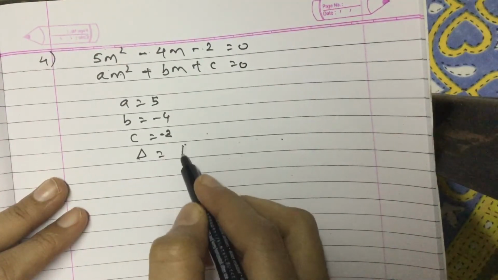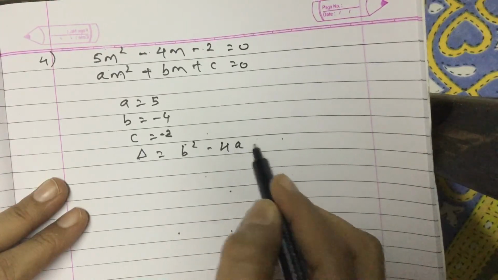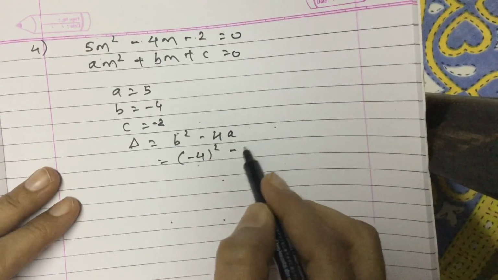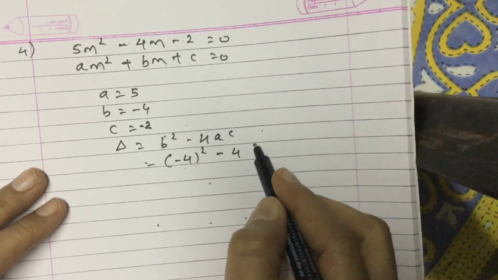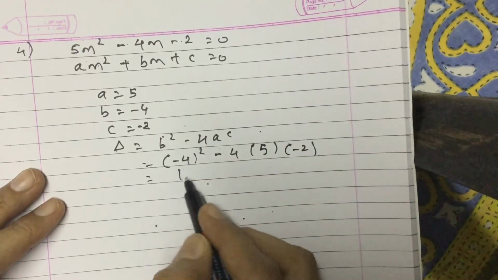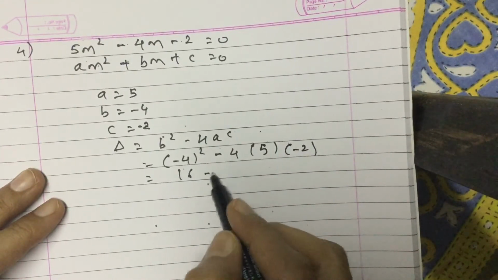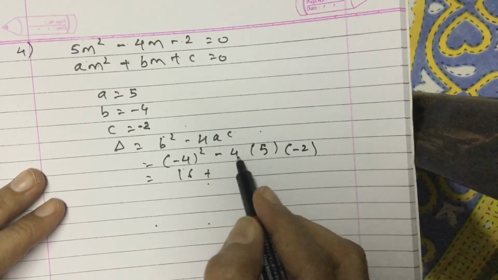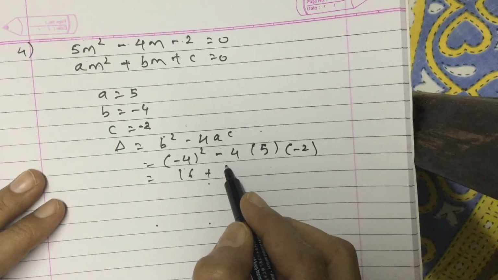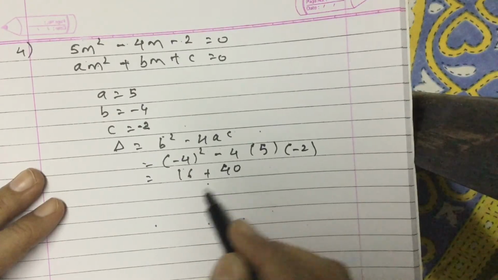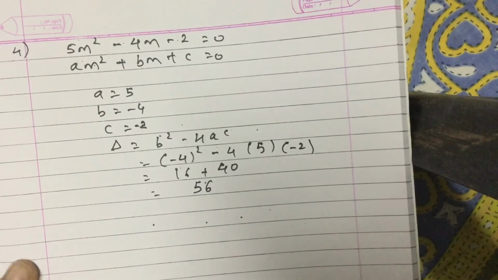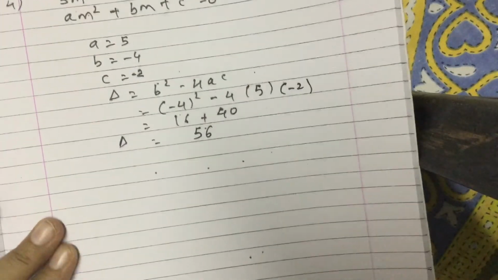Now we find the value of delta, which is b square minus 4ac. That is minus 4 square minus 4ac. The a value is 5 and the c value is minus 2. 4 square is 16, minus 4, minus becomes a plus, 4 5s are 20, 2 20s are 40. So here if we add we get 56. So the value of delta is 56.